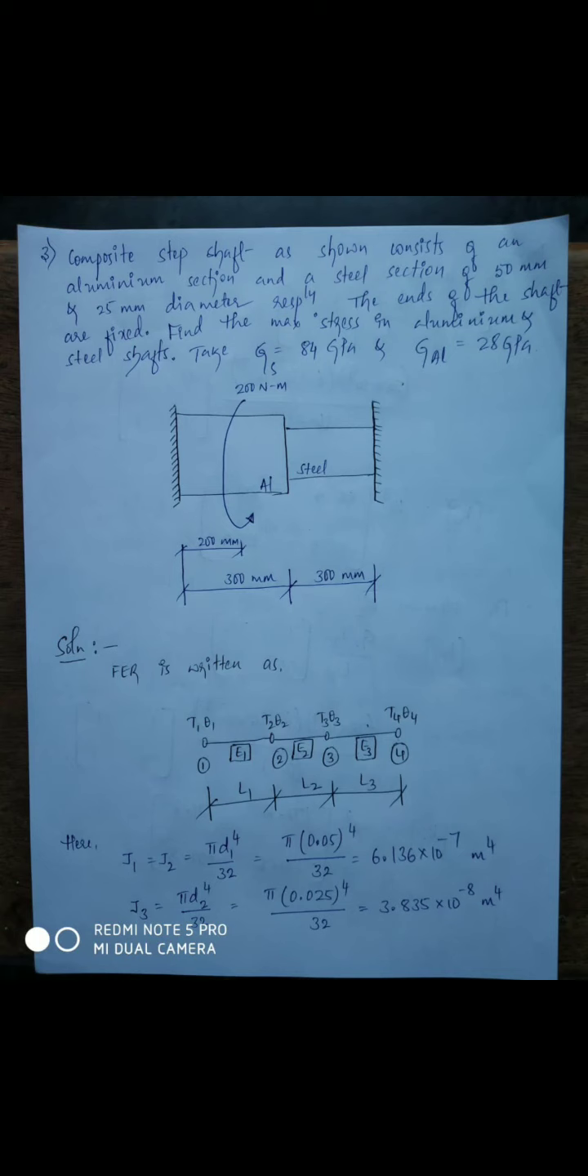The third problem definition as shown in this particular sheet will be read like this. A composite shaft as shown, consisting of aluminium and steel sections having a diameter of 50 mm and 25 mm respectively. The ends of the shaft are fixed. Find the maximum stress in aluminium and steel shafts. Given rigidity modulus for steel is 84 GPa and rigidity modulus for aluminium is 28 GPa. The sketch of the structural member is as shown.